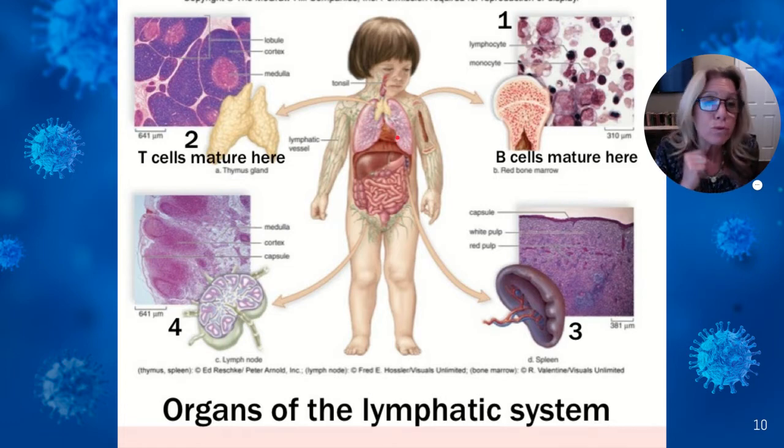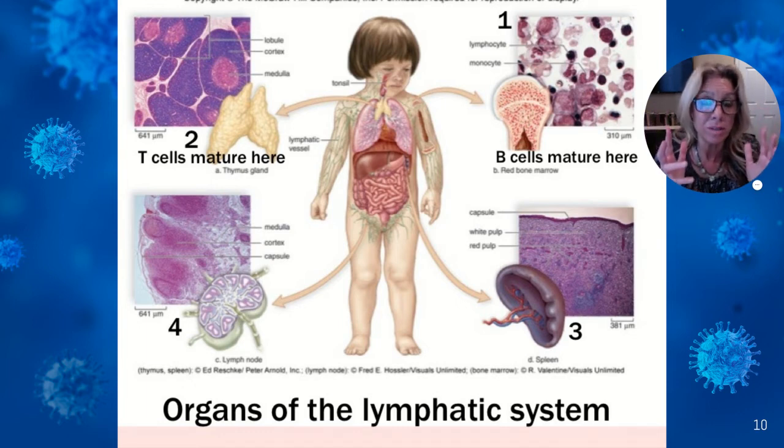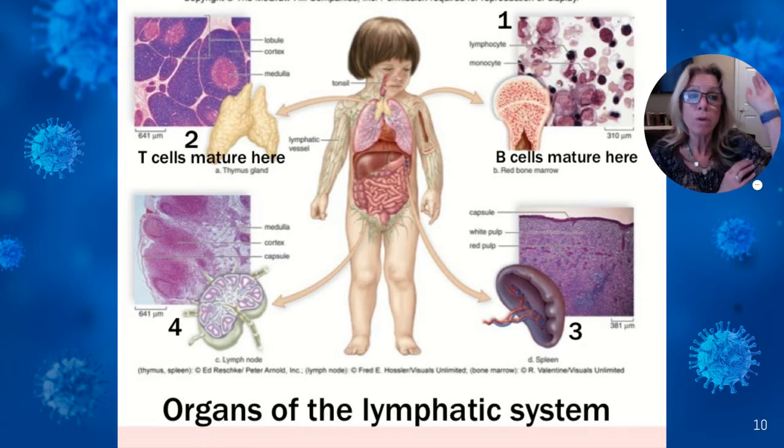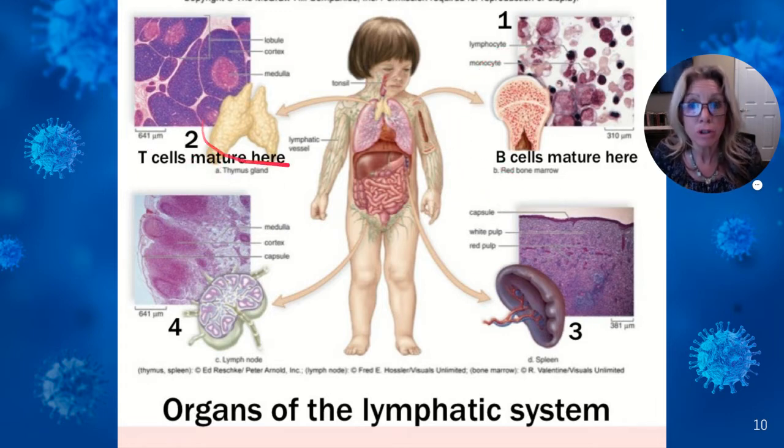Now, your special forces cells, I'll be introducing those to you in a little bit. They're called B and T lymphocytes. These are like the Navy SEALs of your immune system. Both the B and T cells form from your bone marrow, as do all of your blood cells. But the B cells mature in your bone marrow, whereas T cells mature in your thymus gland.